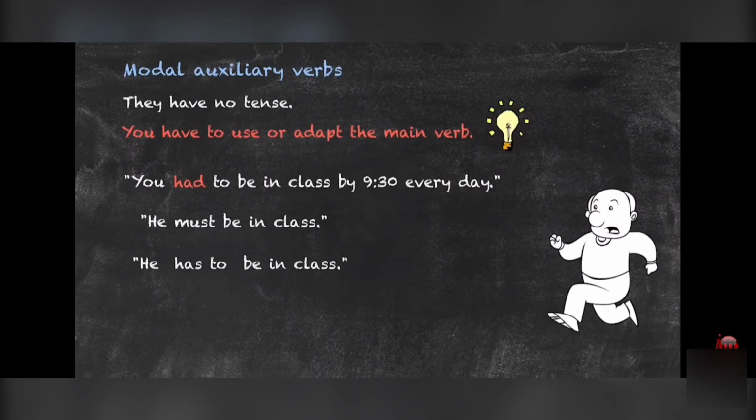Now let's have a look at the active and passive voice. We have a typical sentence here. "George Orwell wrote Animal Farm." This sentence is in the active voice.